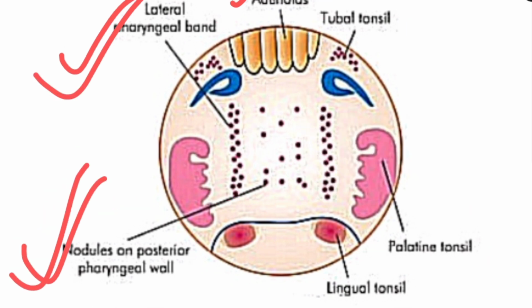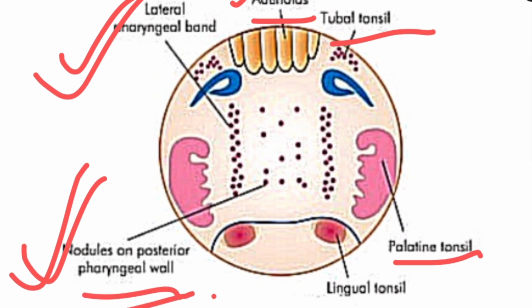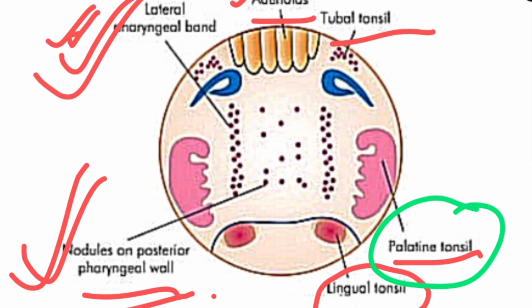So there are total 6 lymph nodes in the Waldeyer rings: superiorly adenoid, superior-laterally tubal tonsil, laterally palatine tonsil, which we commonly know as tonsils. Posteriorly there are nodules, and posterior-laterally there is lateral pharyngeal band, and inferiorly there is lingual tonsil. Among these 6 types of tonsils, only the palatine tonsil has a true capsule. So let's talk about some peculiar points about these 6 tonsils or the Waldeyer rings.